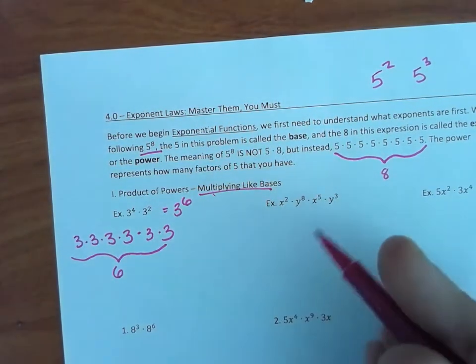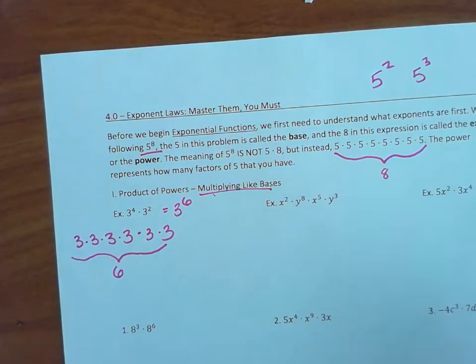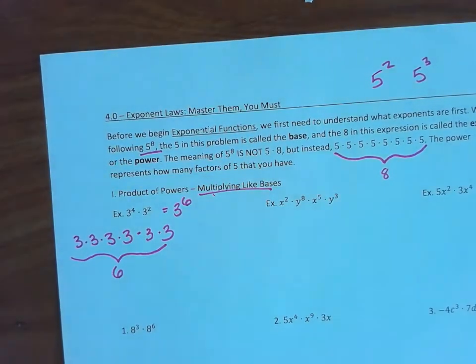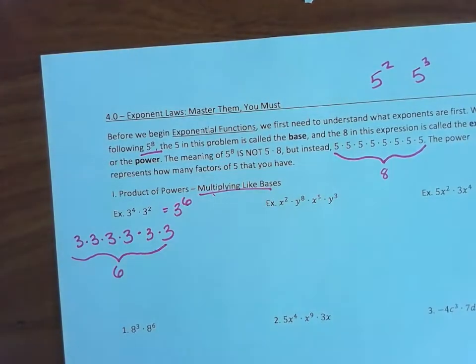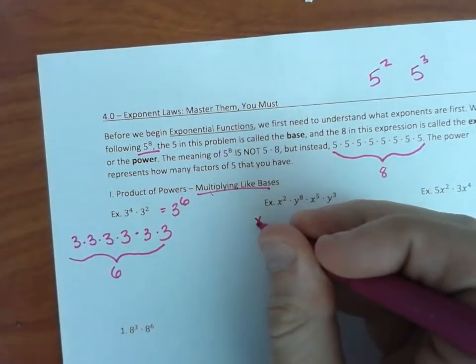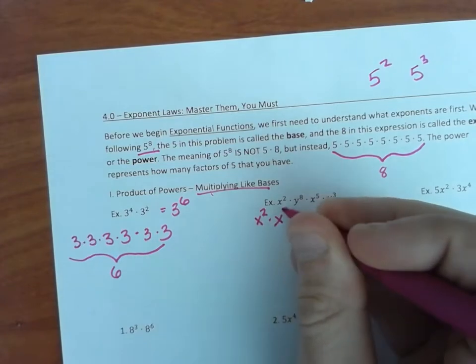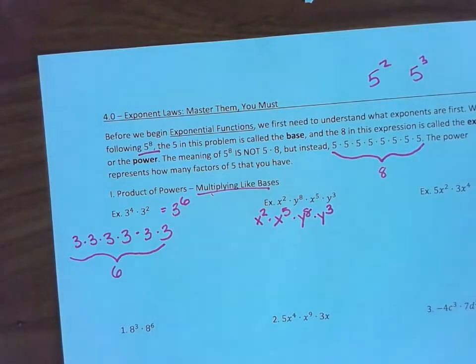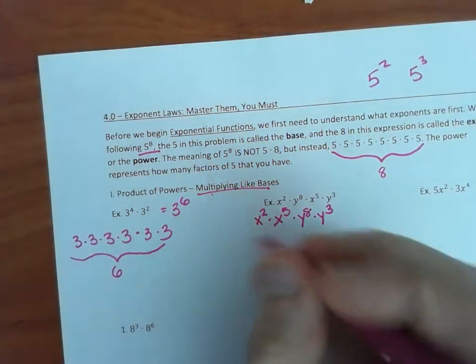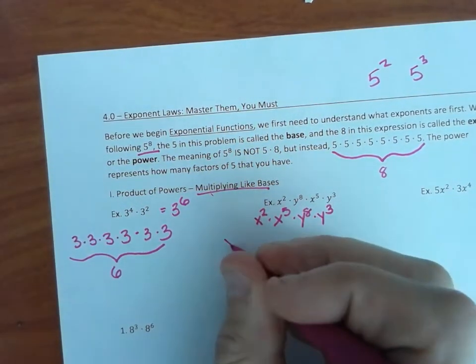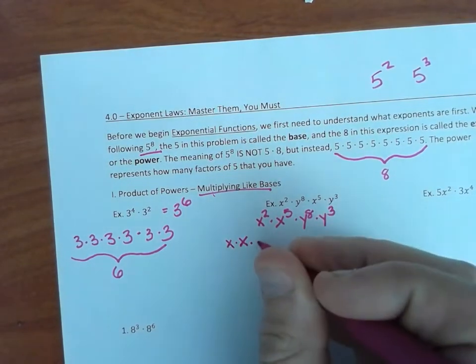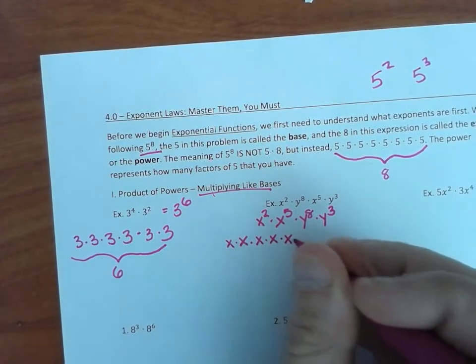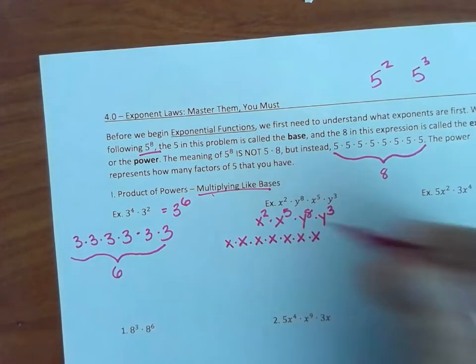Second one, x squared times y to the 8th times x to the 5th times y cubed. Now we don't have the same bases everywhere, okay, but we do have some. Now using the law, or not using the law, but using the commutative property, I'm going to switch these around real quick. So now you guys can see I have 2 factors of x here, 5 factors of x here, 8 factors of y here.